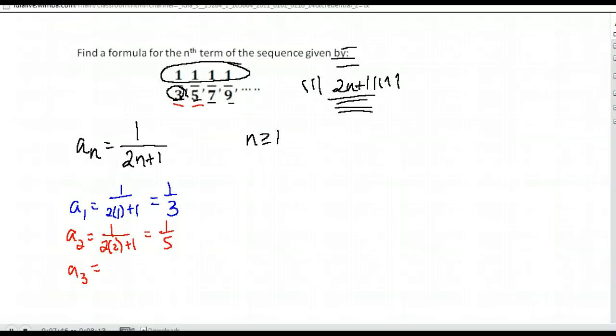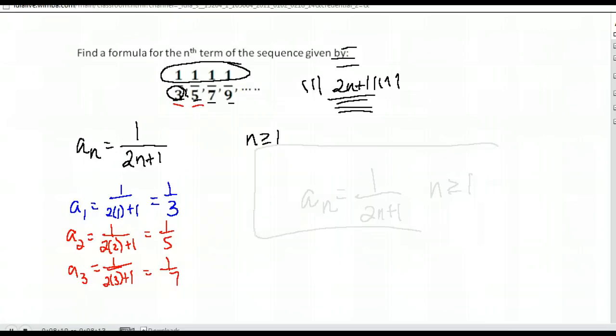Let's try one more just to make sure. We have 1 over 2 times 3 plus 1 gives us 1 over 6 plus 1 is 7. So that is working. So our answer is that a sub n, or the nth term, is equal to 1 over 2n plus 1, where n is greater than or equal to 1.